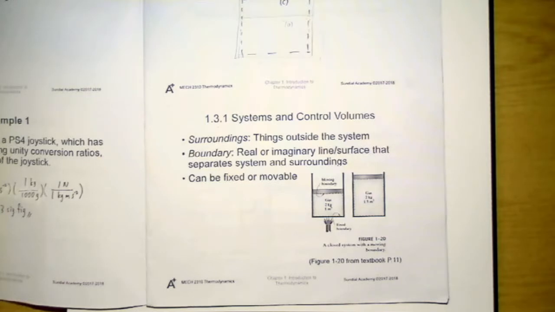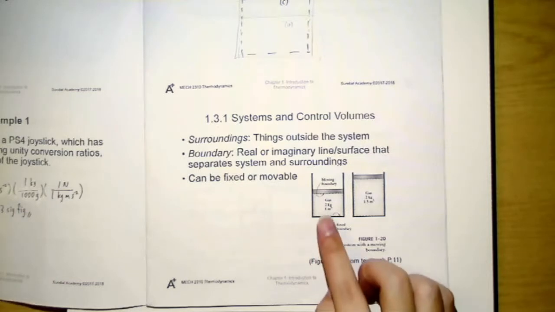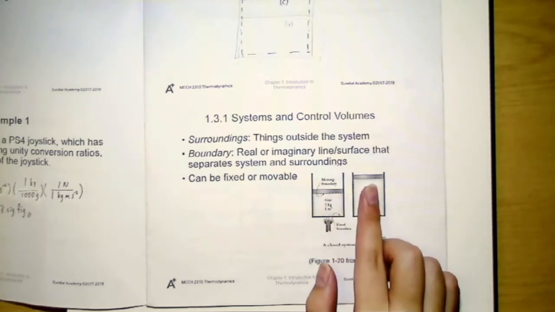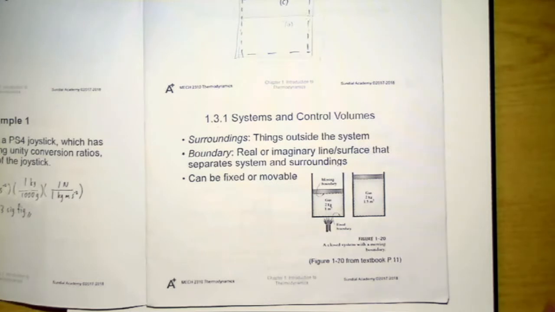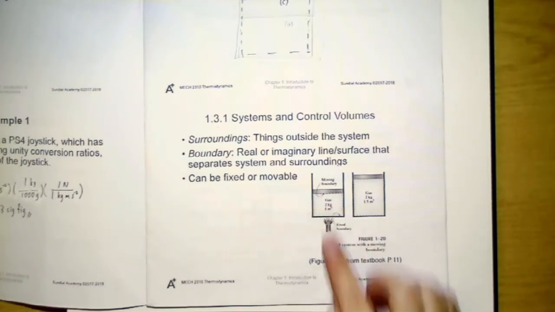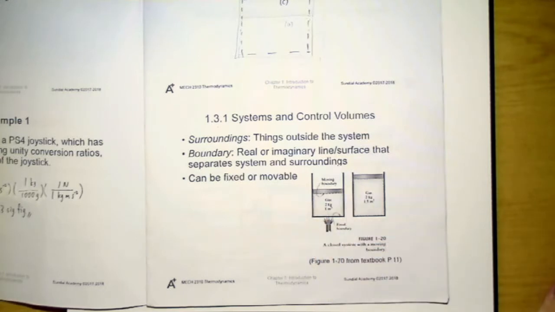For example, I have a piston cylinder device here, containing some gas. And if you choose the gas as a system, when you heat this piston cylinder device, it will expand. And this boundary will move to an upper position when the gas expands. This is an example of a moving boundary. And the other surface will be the fixed boundary, as they do not move.